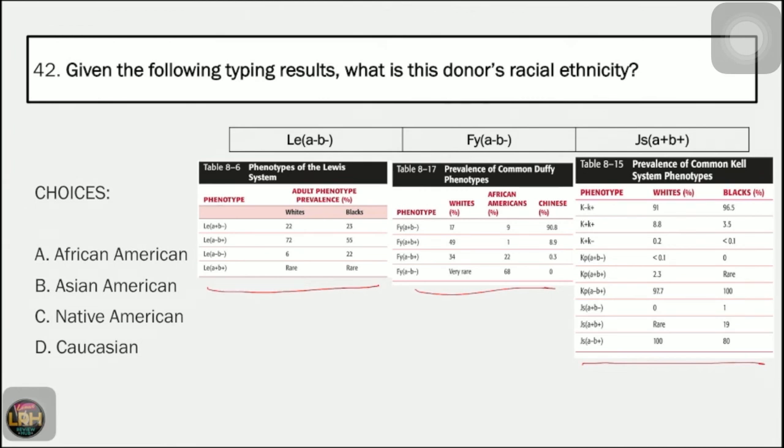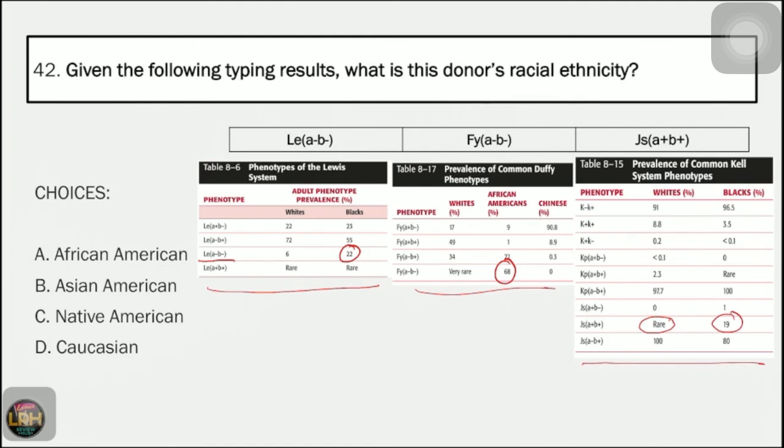So, here, we have LEA negative, B negative. This is predominantly observed among the black population. Duffy A negative, B negative: this is very rare among whites, and this is actually commonly seen among African Americans. For KEL system phenotype, particularly JSA positive, B positive, rarely seen among whites, and more commonly seen among blacks.